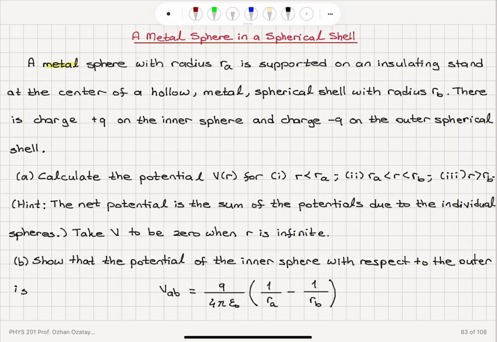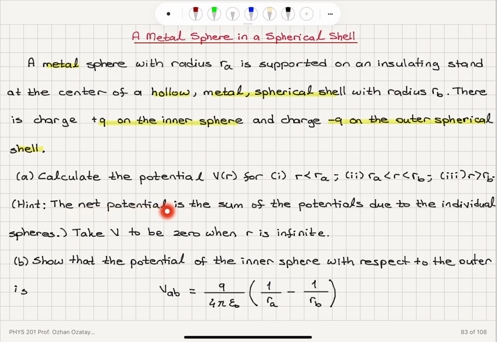So we have a metal sphere with radius r sub a. It's a solid sphere and a hollow metal spherical shell with radius r sub b. So the inner sphere has charge plus q and the outer sphere has charge minus q on the outer spherical shell. All right, part A, calculate the potential V as a function of radial distance r from the center of the inner sphere for the three cases r less than r sub a, r between r sub a and r sub b, and r greater than r sub b.